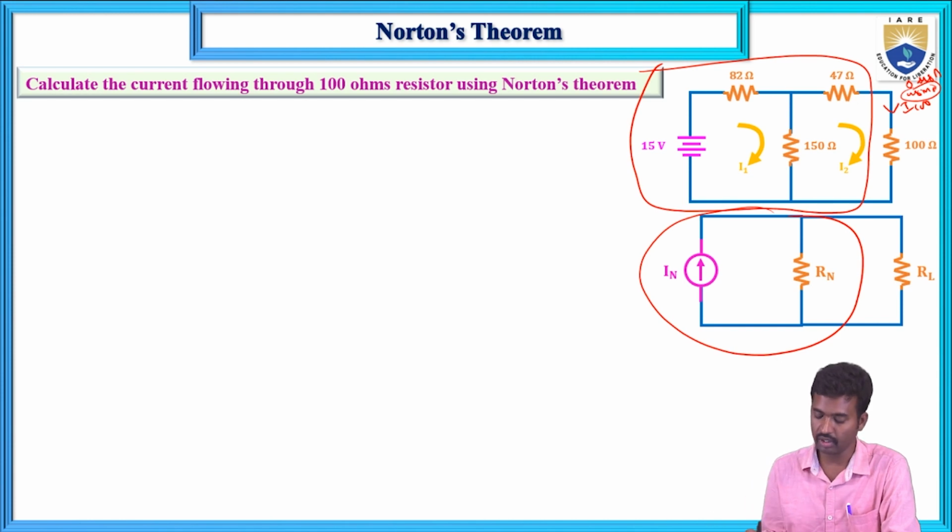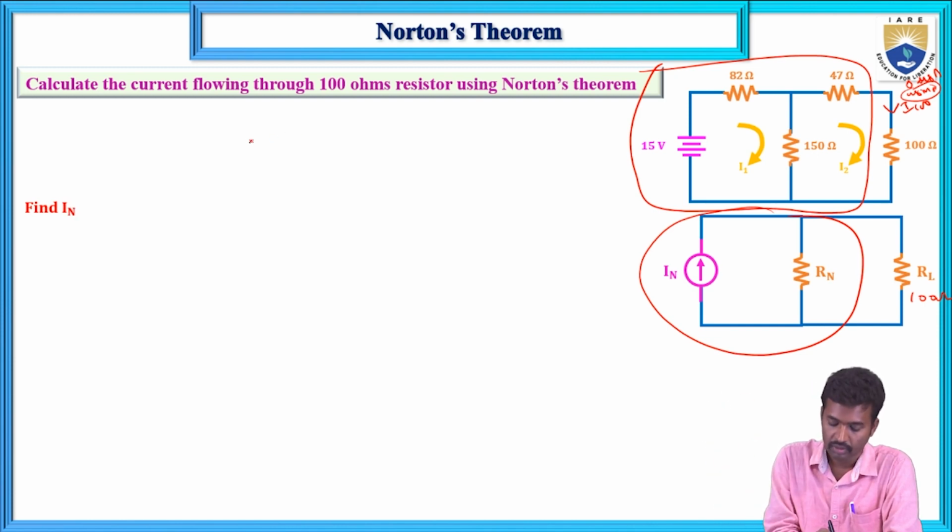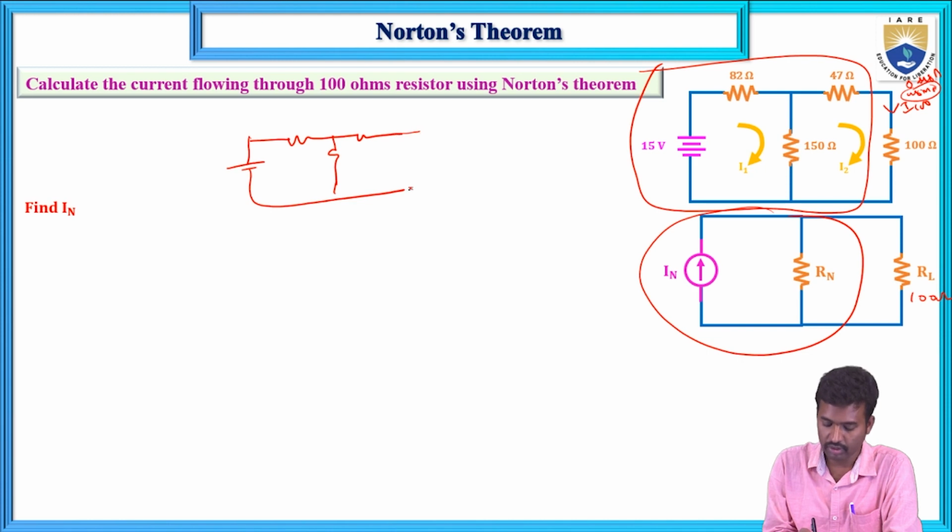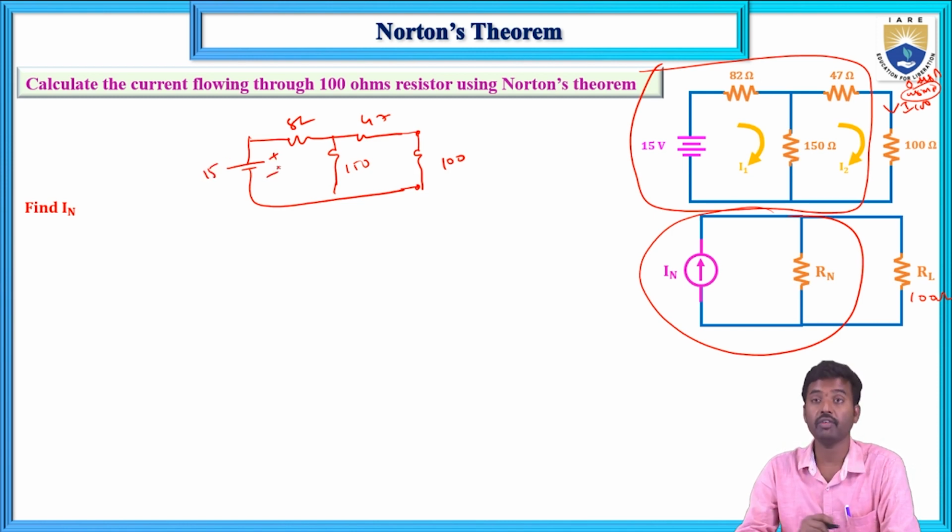Then RL equals directly 100. This is the load resistance. First IN can be calculated. First remove the load resistance from the given circuit. First I will draw the circuit here. This is the circuit, with the load resistance removed: 82, 47, 150 and 100, and this is 15 volts, plus and minus. Now, what are the steps to calculate the Norton's current IN?